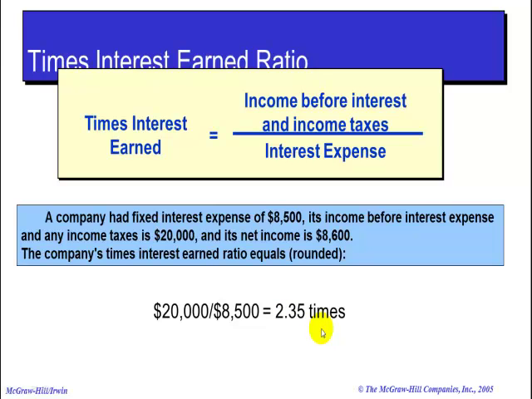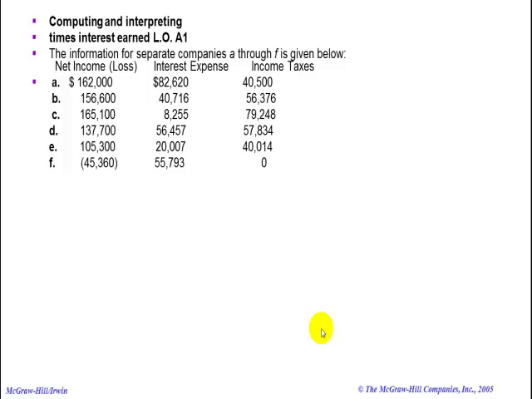So now let's go on to the problem that deals with the interest for your homework. Here we have computing and interpreting times interest earned, and the information for separate companies A through F, all different companies, A, B, C, D, E, and F, is given below. And here we have their net income in this column. In this case they had a loss, their interest expense in this column, and their income taxes in this column, which you can see had a 0 because they had a net loss.